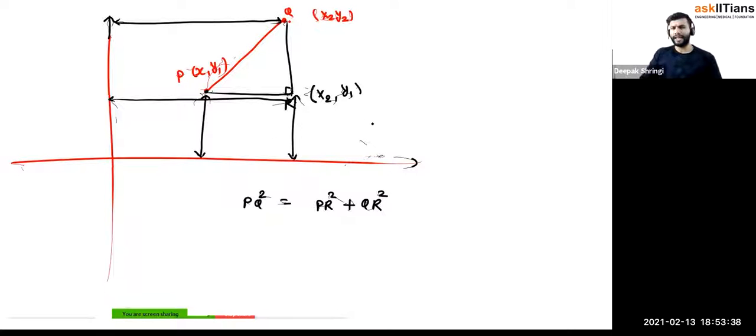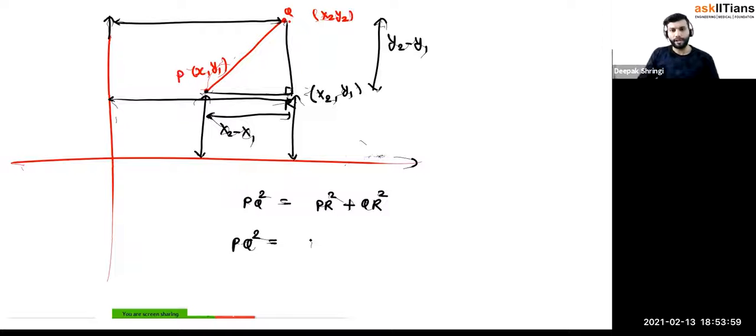Now guys, can I say the distance PR? Dekho, P's coordinate is x1, y1, R is x2, y1. What is the distance PR? The PR distance would be x2 minus x1. In the same way, what is the distance QR? It is y2 minus y1. Getting it? Okay, so we have to write PQ square equals PR square plus QR square. PR we just got x2 minus x1 whole square, and QR we just got y2 minus y1 whole square, right?